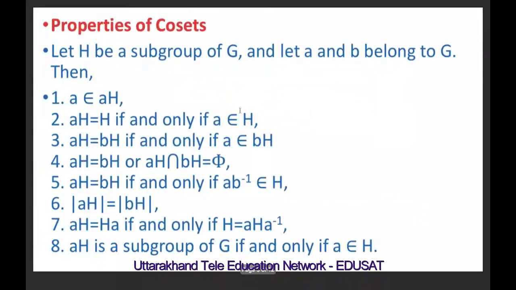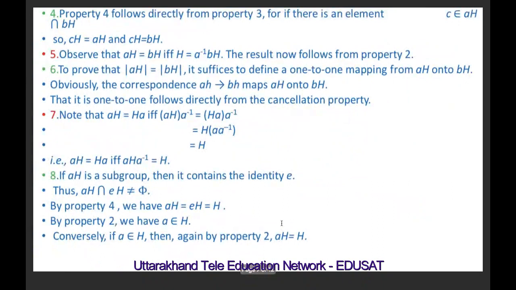Now, seventh property is aH is equal to Ha if and only if aHa inverse is equal to H. Note that aH equal to Ha if and only if aH into a inverse is equal to Ha into a inverse. We have multiplied both sides by a inverse. Because H is a subgroup of G, therefore associativity holds in it. Therefore h into a inverse, and a a inverse is the identity element. Therefore Ha a inverse is H. Therefore we have proved aH equal to Ha if and only if aHa inverse equal to H.